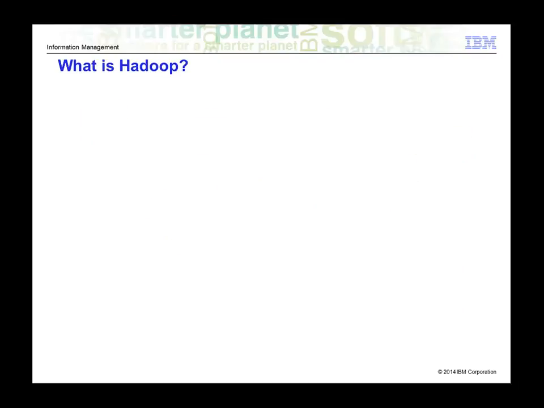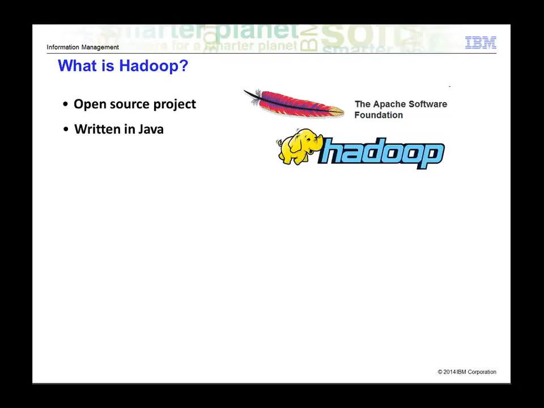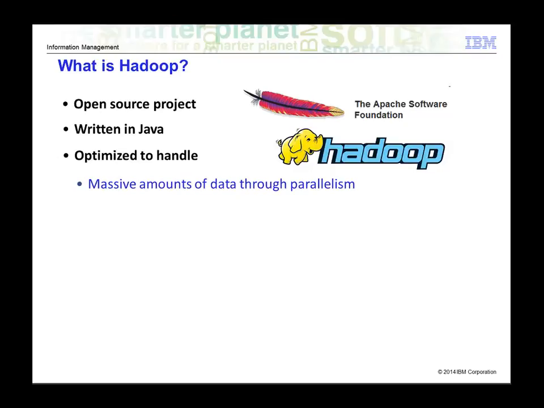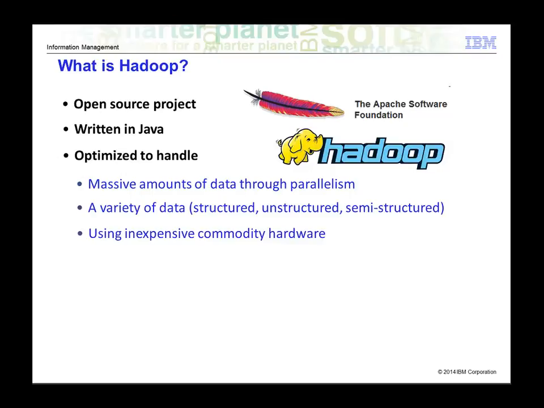What is Hadoop? Hadoop is an open source project of the Apache Foundation. It is a framework written in Java, originally developed by Doug Cutting, who named it after his son's toy elephant. Hadoop uses Google's MapReduce and Google File System technologies as its foundation. It is optimized to handle massive quantities of data, which could be structured, unstructured, or semi-structured, using commodity hardware. That is, relatively inexpensive computers.